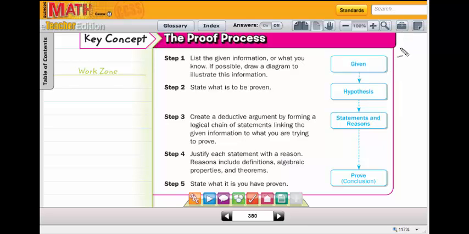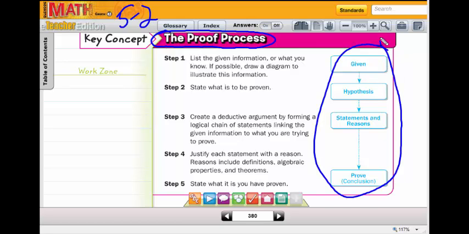Okay, here are your solutions to 5-2. These are the examples. First thing I would like you to do is put a little bit about this in your notes, the proof process. The big thing you probably ought to have here is this flow chart here.